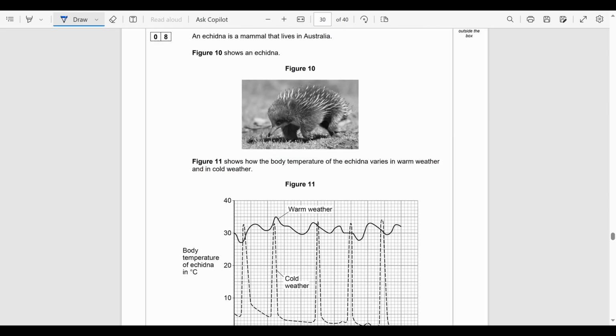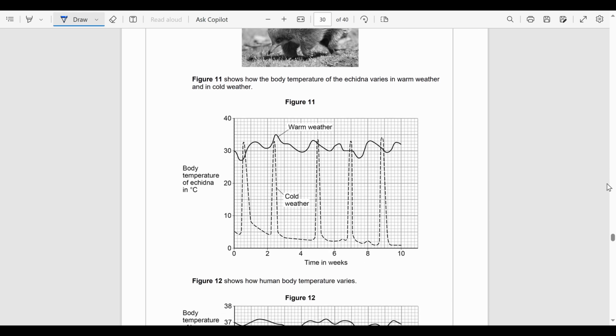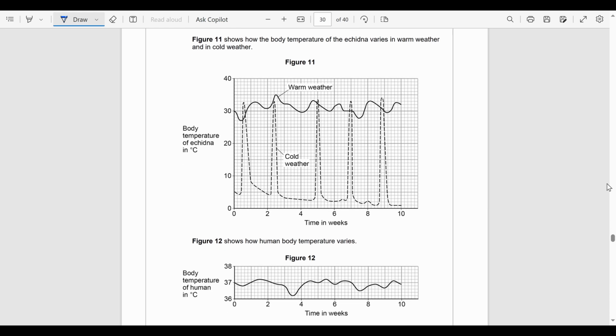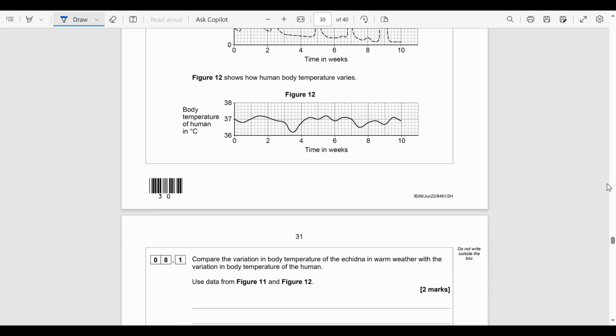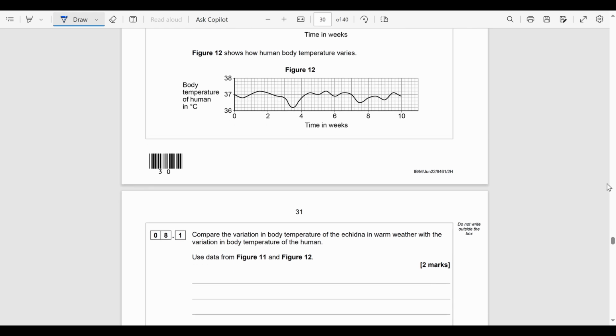Question 8. An echidna is a mammal that lives in Australia. Figure 10 shows an echidna. Figure 11 shows how the body temperature of the echidna varies in warm weather and in cold weather. Okay, so here's our graph showing us these two different weather patterns. Figure 12 shows how body temperature varies. So there's a body temperature of a human, yes.